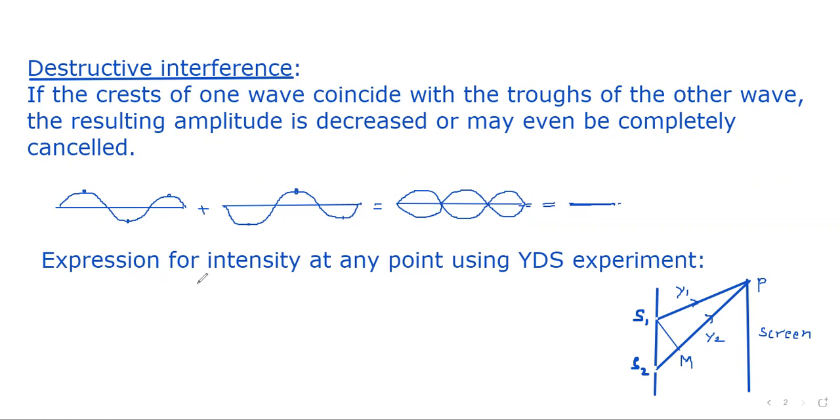Now, the expression for intensity at any point using Young's double slit experiment. These are two slits. They are created from a single source, and this is a screen. At this point, suppose one wave is y1, another wave is y2. They are reaching this point and they are interfering. So we have to find the expression for intensity.